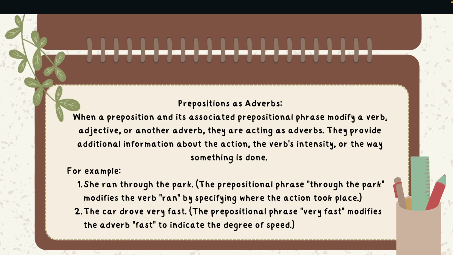So another example here is the car drove very fast. The prepositional phrase very fast modifies the adverb fast to indicate the degree of speed. So in this case, our preposition is, or rather the prepositional phrase is very fast.